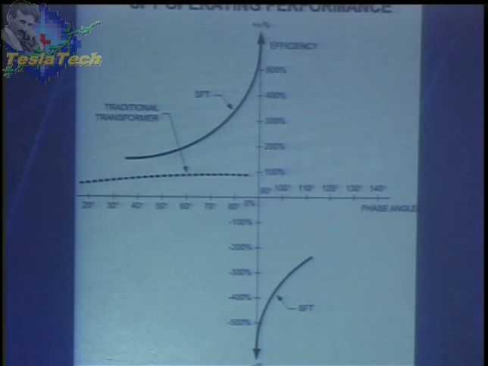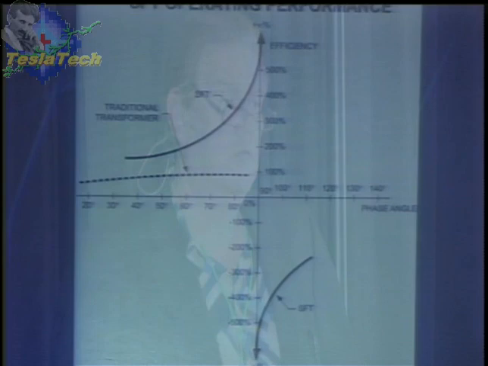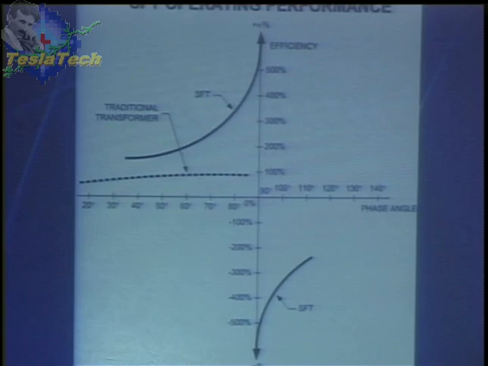Okay, so when we chart our SFT, that's what I call it, the split flux transformer, our bifilar transformer, and plot the phase angle versus the efficiency, we get something that looks like this. It has a different operating characteristic than all traditional transformers, which have this behavior, and they're all under 100%. But our transformers have this behavior. And what's beyond infinity? You have this negative efficiency taking place. And this happens when I short the output on that transformer. And this is what we have our patent on.